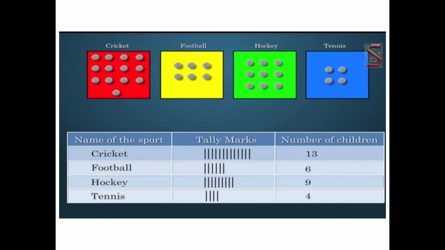Okay, so this is the tally mark. So how many of them like cricket? 13 children liked. And then football, 6 children liked. Hockey, 9 children. Tennis, 4 children. But instead of writing tally marks like this, I will teach you a new way of writing tally marks.